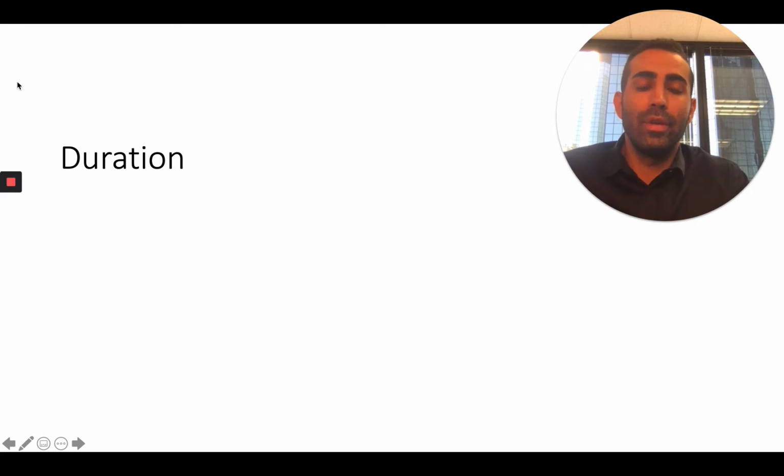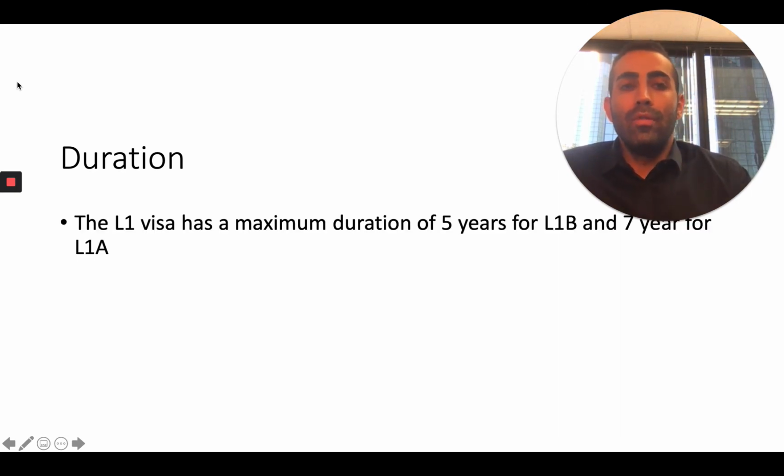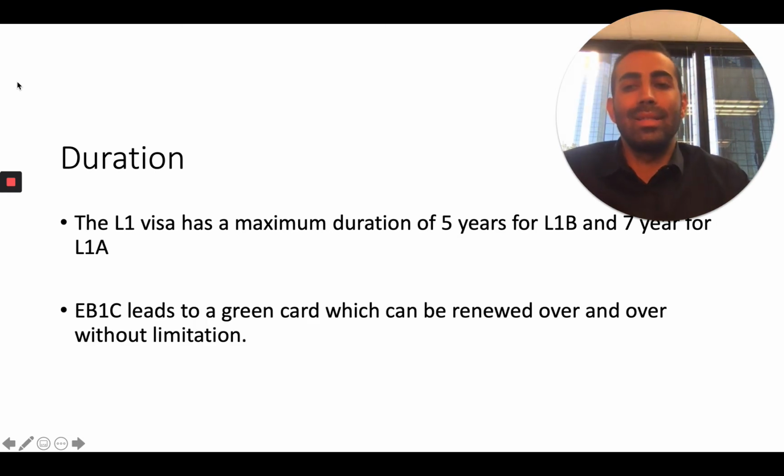Another main difference, which ties to this whole immigrant versus non-immigrant classification, is the duration of the visa. With the L1 visa, you are tied to a certain period of authorization, a maximum period of stay, if you will. The L1 visa has a maximum duration of 5 years for L1B and 7 years for L1A, whereas the EB1C leads to a green card, which can be renewed over and over again without limitation.